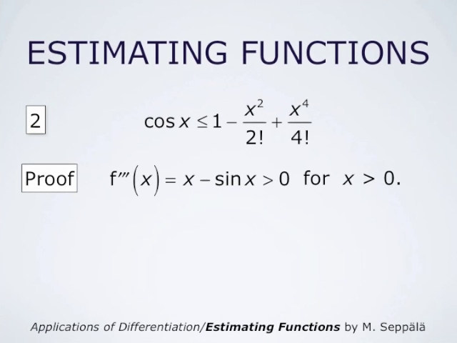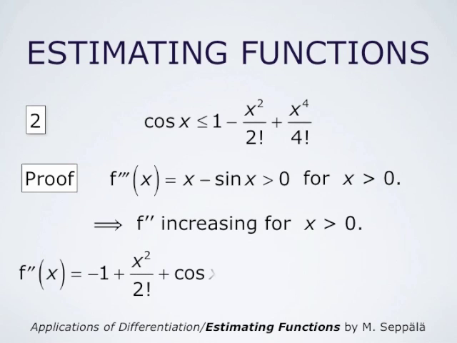This third derivative, x minus sine of x, is positive for x positive. This we already know, because we have seen in a previous example that sine of x is less than x for x positive, a fact that also follows immediately from the definition of the sine function. So the third derivative of the function f is positive for x positive. This means that the second derivative is increasing for x positive.